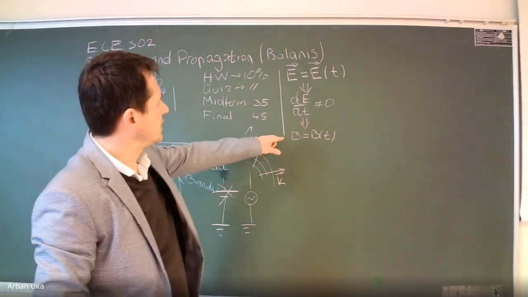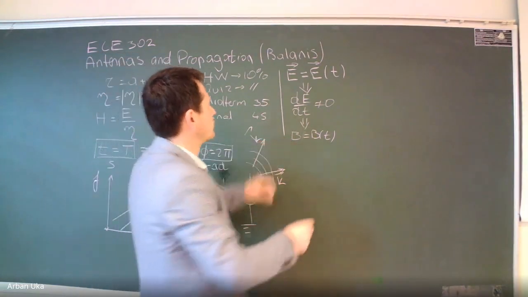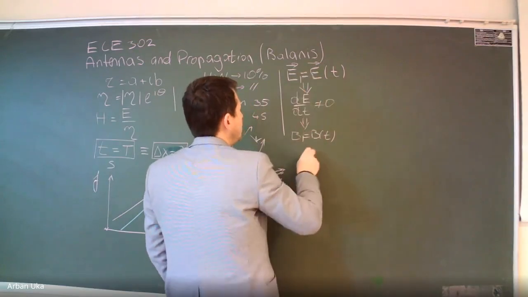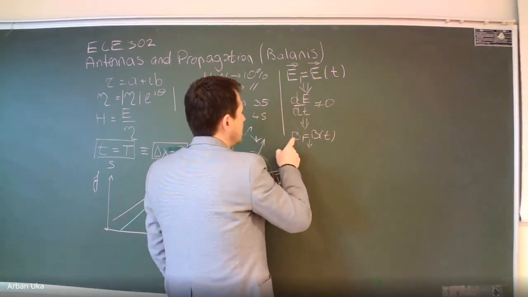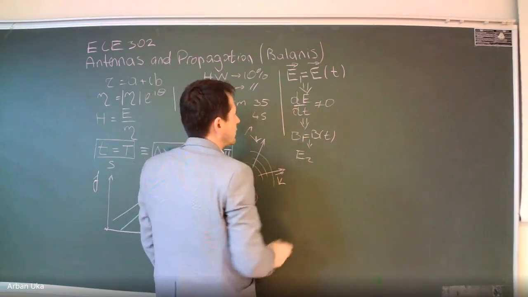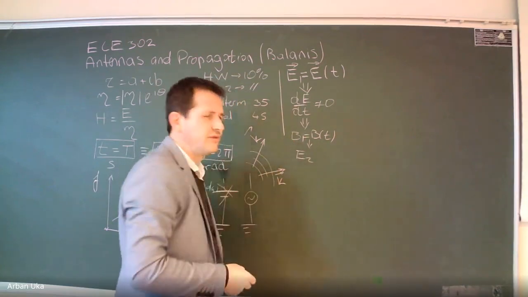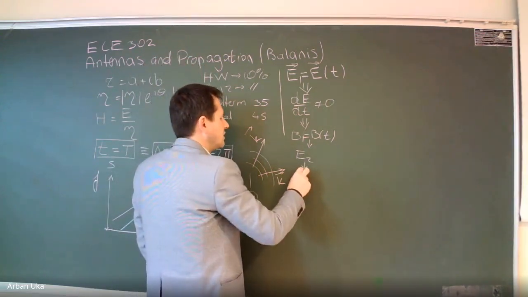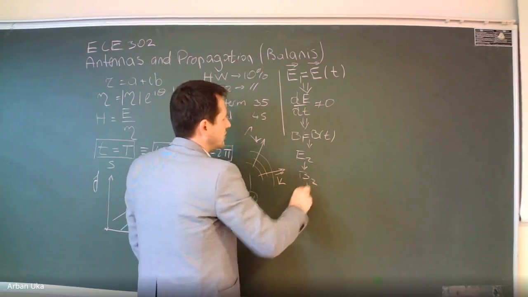If this is a function of time, the derivative of this is going to produce, so let's call this one E1, B1. Then, since this one is changing as a function of time, we're going to have another electric field E2 as a function of time again, and E2 is going to induce B2 and so on.